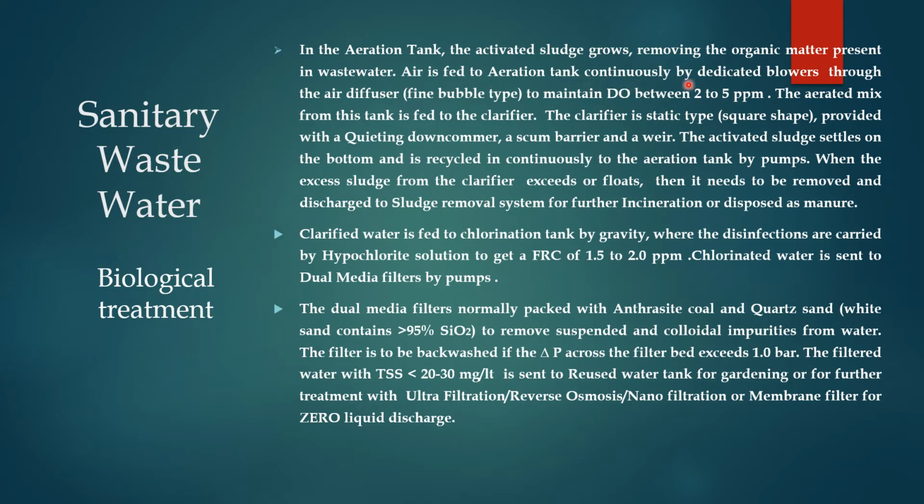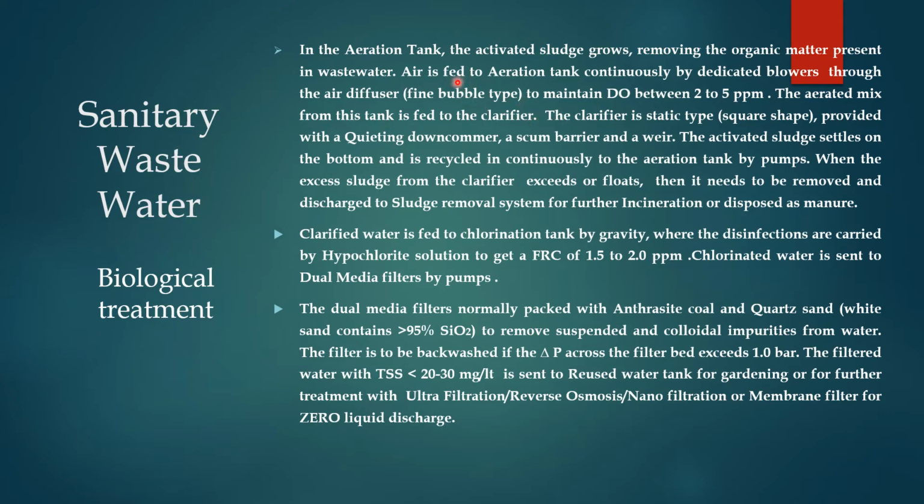This is continuously fed through dedicated blowers to maintain the DO between 2 and 5. It should not be less than 2, otherwise it will give odor, and activated sludge will not be formed. If it is more than 5 also, it will decompose the sludge. So we have to maintain between 2 to 5, or 2 to 4 ppm. The aerated mix from the tank is fed to the clarifier.